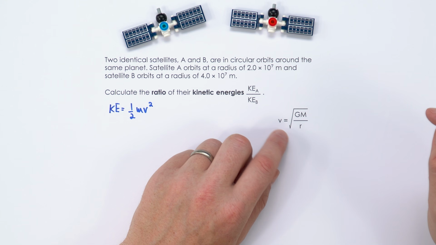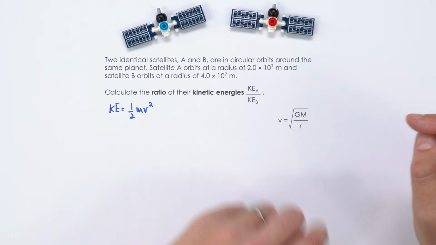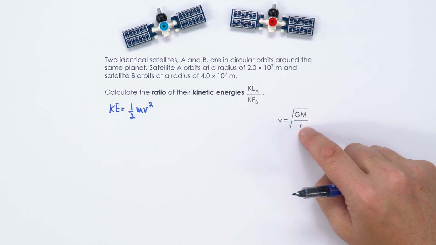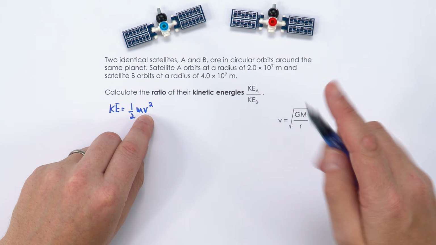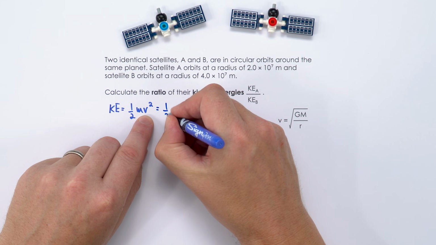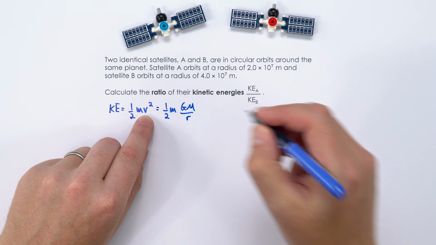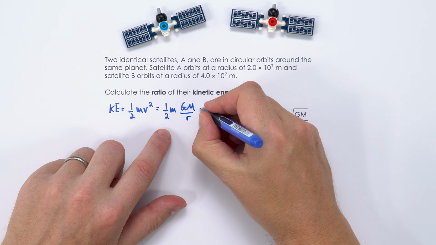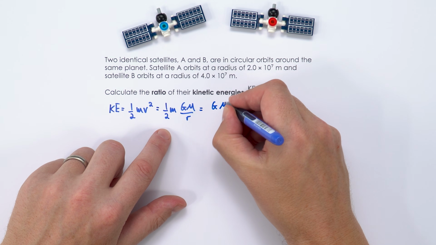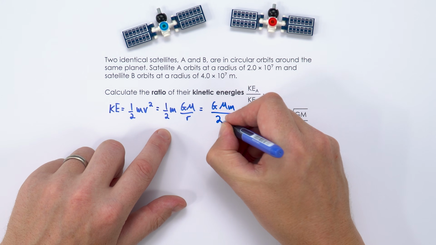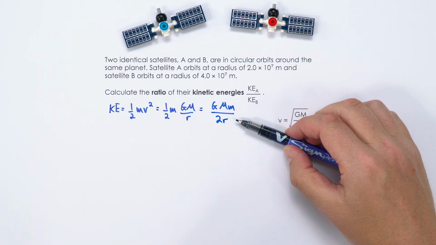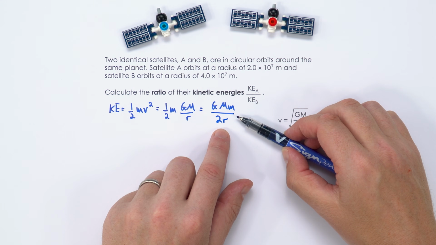Now, of course, if v is the square root of GM over r, that means v squared is going to be GM over r. So we can replace this v squared here with GM over r, which looks a little bit ugly like this. We can also write this as GMm divided by 2r. So that's going to be the kinetic energy of that satellite.